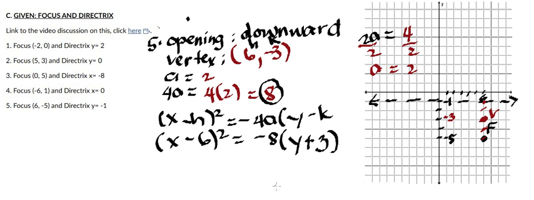So that is how you write the standard equation of the parabola with a given focus and directrix. So again, this is your teacher Jenny saying, practice and practice, and that will make you perfect.